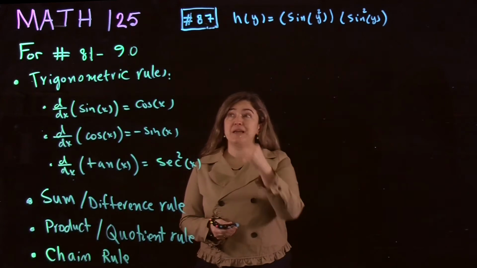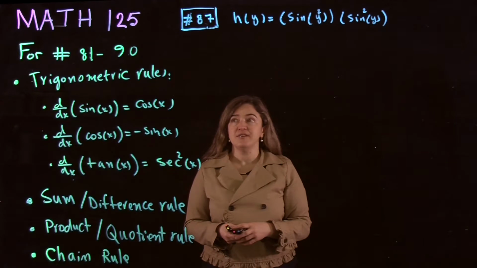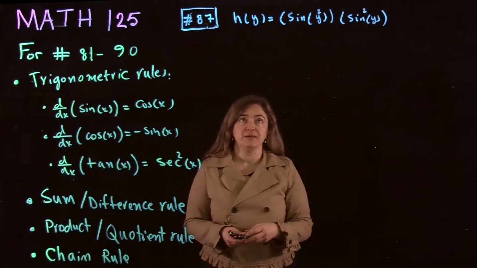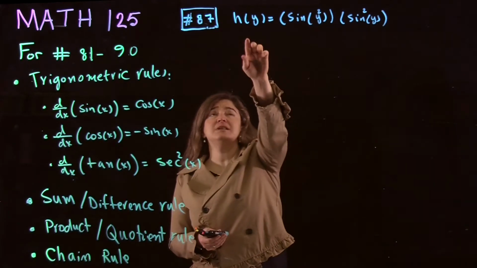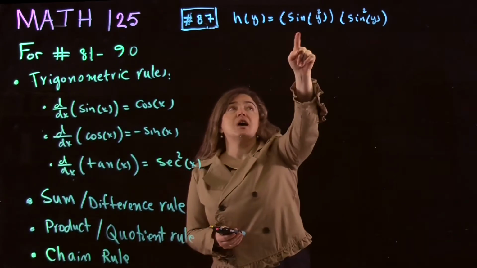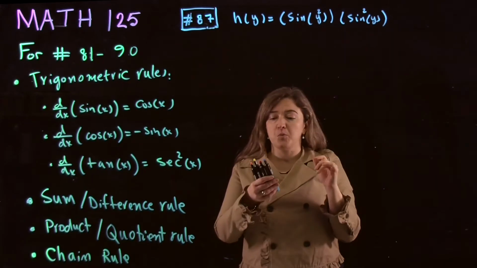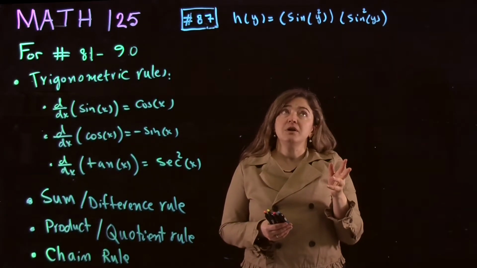We're continuing with Math 125 Gateway questions, this time question number 87 out of the pool 81 to 90. This one is taking the derivative of h of y, which is sine of y squared, the entire thing times sine squared of y. Two things to notice.